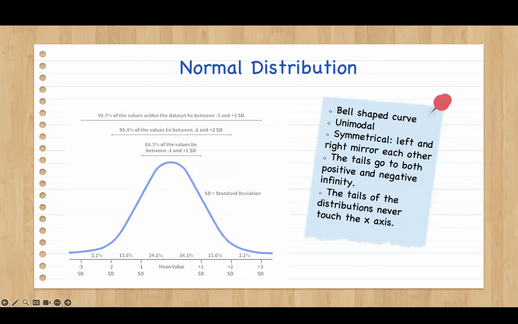Characteristics of the normal distribution are, first, it's bell-shaped, unimodal, and symmetrical. And second, the tails never touch the axis, meaning they go to both positive and negative infinity. You may keep in mind that the normal distribution is a theoretical probability distribution, so it makes sense that the tails extend to infinity. The normal distribution is defined by a mathematical equation, and it is not an empirical distribution.